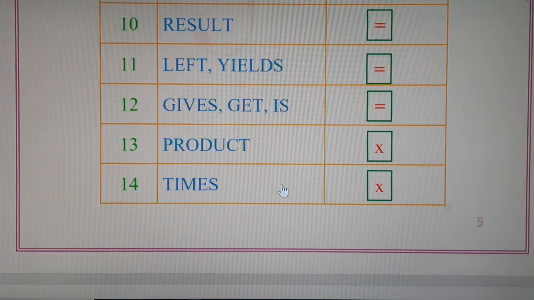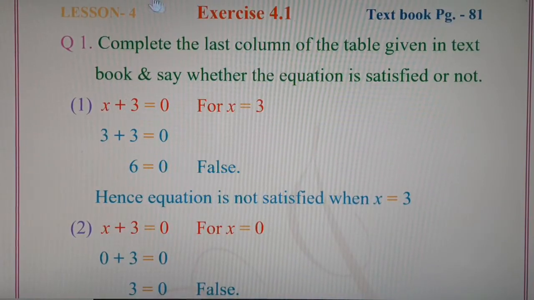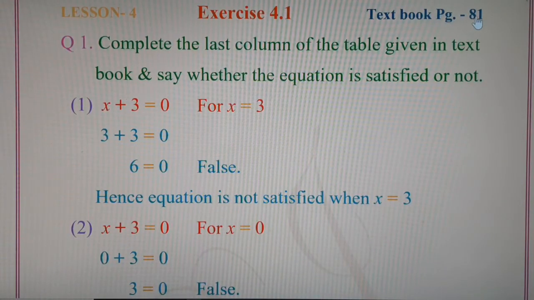We will avoid writing 5 into x. Please remember, when no sign or symbol is given between a number and alphabet, it is always assumed that the multiply sign is there. Similarly, when the bracket sign is there, it means the multiply sign is there. Please remember this, children. Let us see some examples in exercise 4.1, textbook, page number 81. Please, children, open your textbook to page number 81.